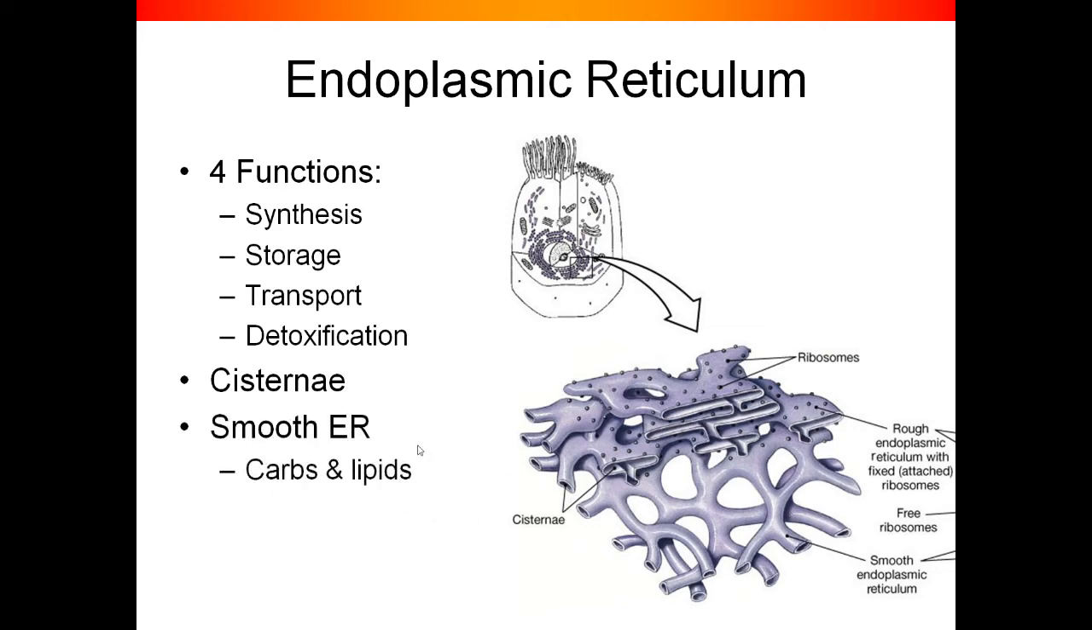And here we've got the two different types of endoplasmic reticulum. We've got the smooth down here where ribosomes are absent. They're going to be responsible for making carbohydrates and lipids. And we've got the rough endoplasmic reticulum up here that have the ribosomes, and the rough ER, because of the ribosomes, is going to be responsible for making protein.